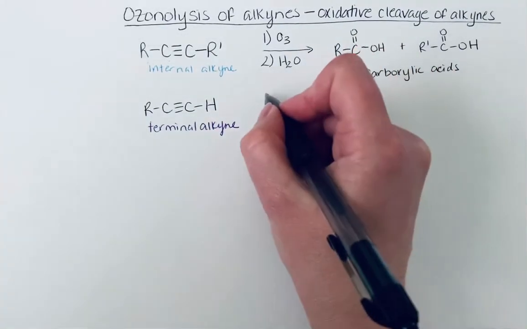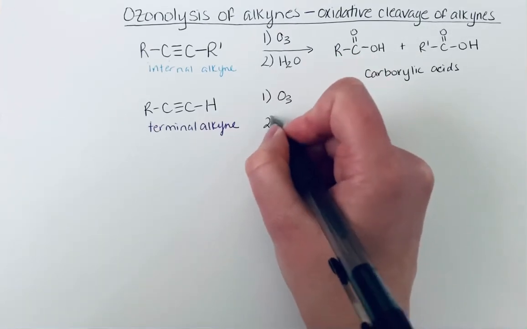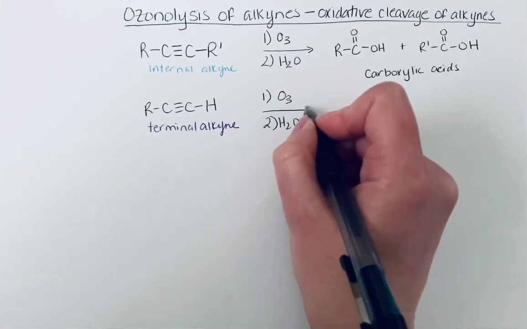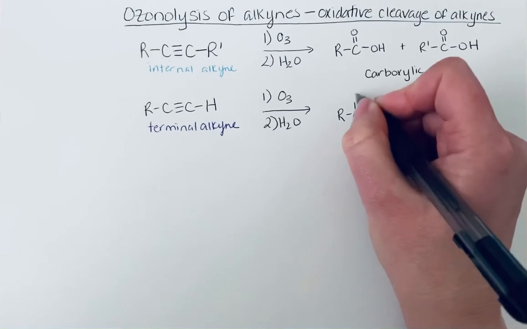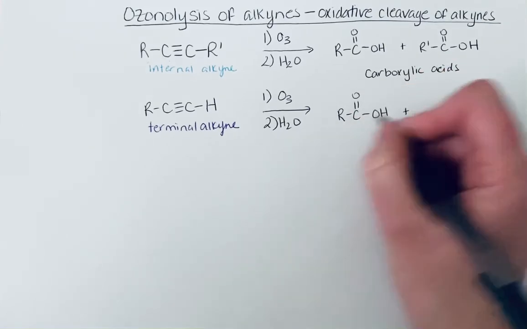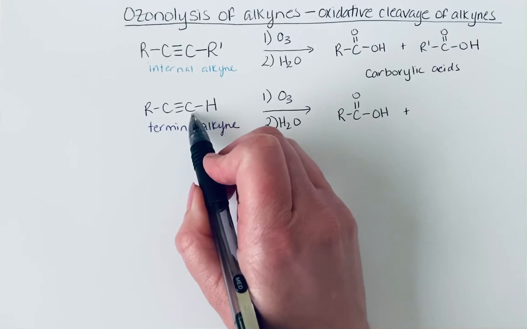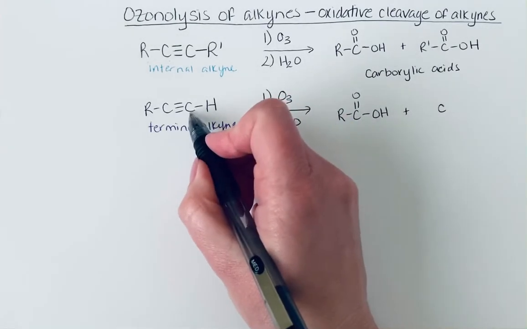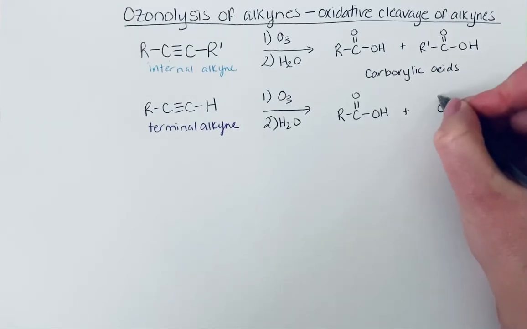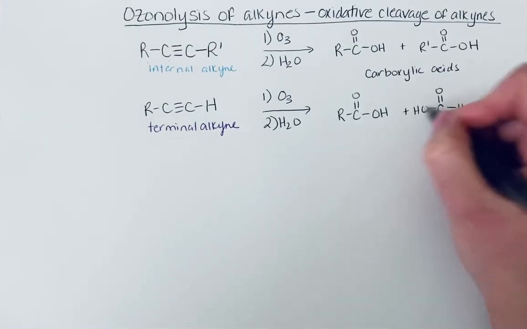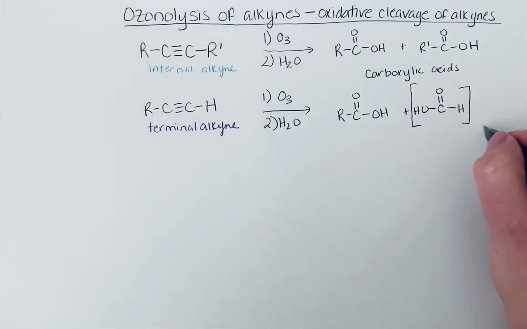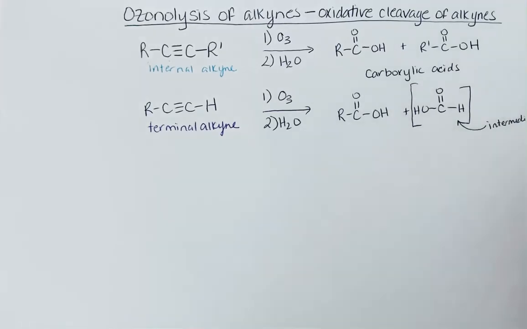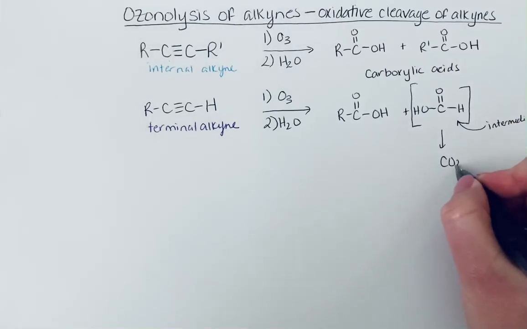so same reaction conditions. In the first step, ozone. In the second step, water. So this will also do an oxidative cleavage. So we will end up with a carboxylic acid. And at the terminus of the chain, we will initially get a carboxylic acid. That carbon is bound to a hydrogen. And then here is the carboxylic acid. This formic acid is not stable, so this is an intermediate. And this decomposes to form carbon dioxide.